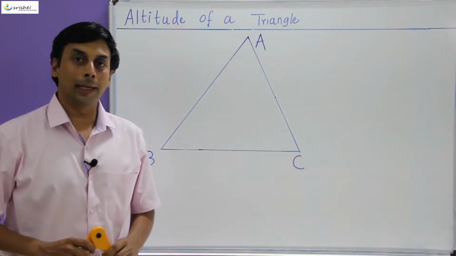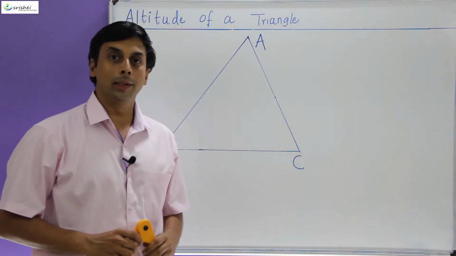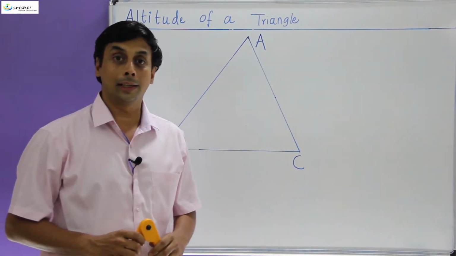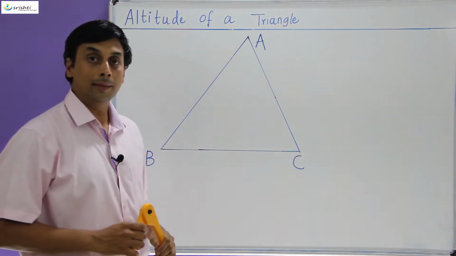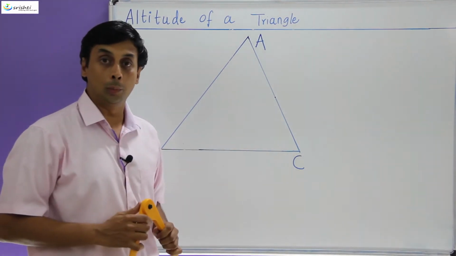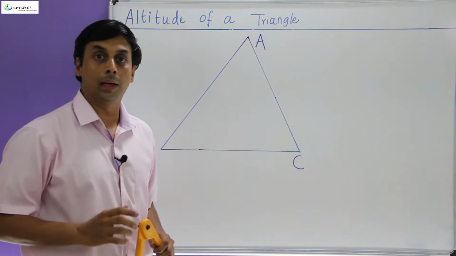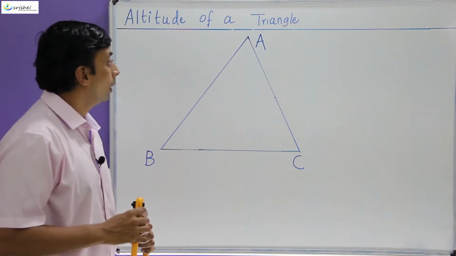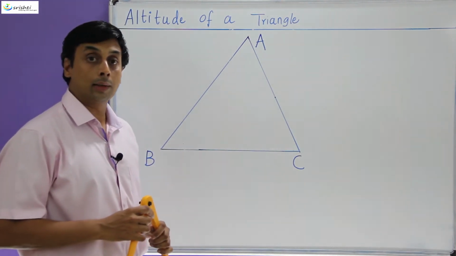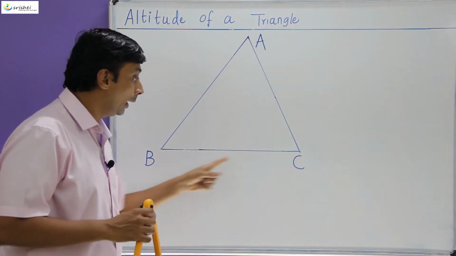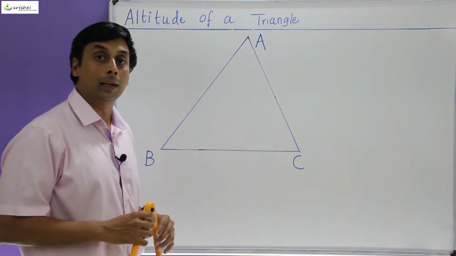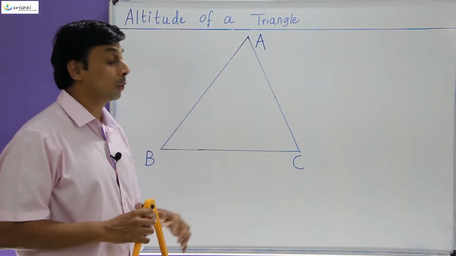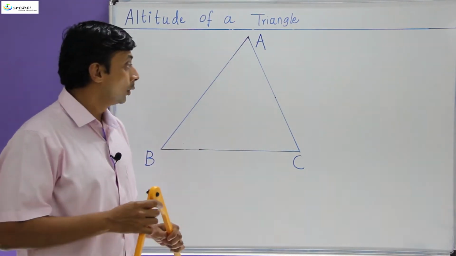So in this particular segment, let's understand what an altitude is and let's also understand how to construct an altitude. So here I've drawn a triangle ABC. Take out your notebook, draw a triangle and construct the altitude along with me. Now what I'm going to do is construct a line segment which is perpendicular to BC. Perpendicular means that the line segment has to make a right angle with BC and it has to pass through the vertex A. So let's see how it's done.